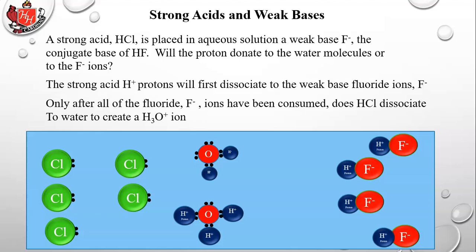So what that's saying, again, is that the weak base, F minus, will neutralize the strong acid. Only after you've used up all of the F minus will the strong acid, HCl, dissociate to a water molecule.